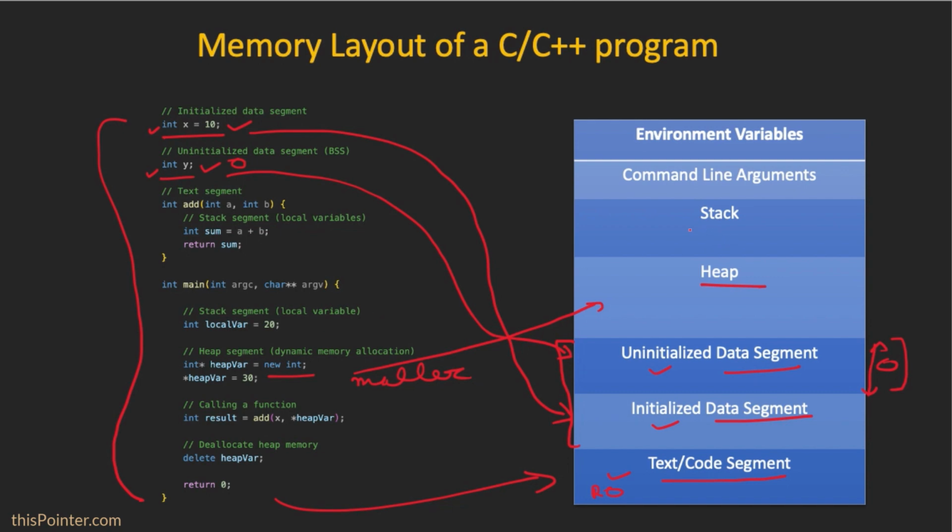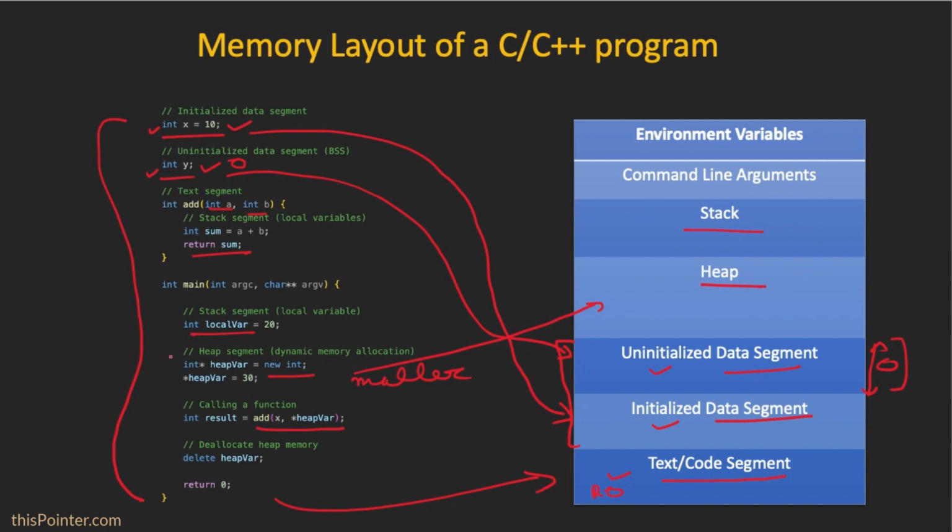Now the next segment is the stack. The stack segment contains function call information like what arguments we have passed in the function, the local variables, and the variables returned by the functions. The stack segment is helpful in controlling the execution flow of the program. Whenever we call a function like this, a new stack frame gets created, and inside this stack frame the arguments and the local variables will be allocated in a last in, first out order.